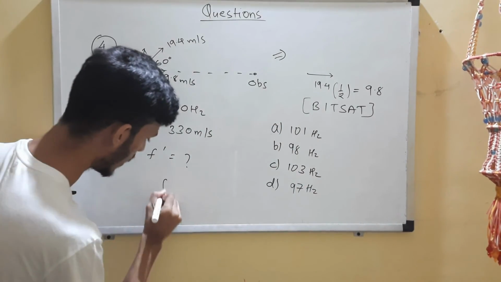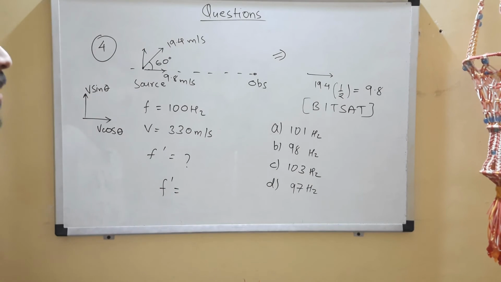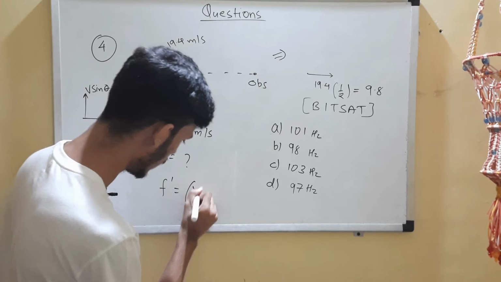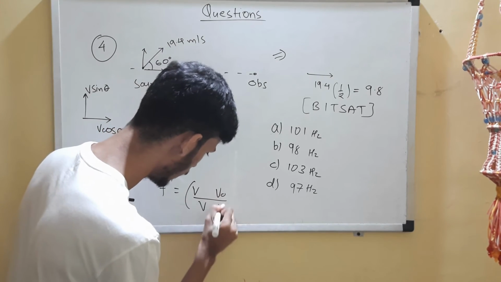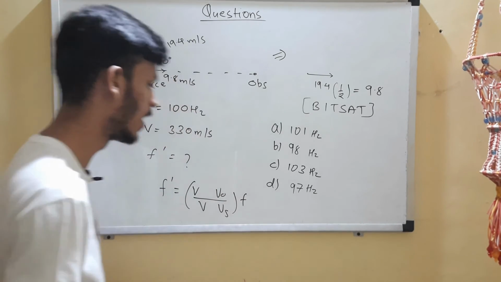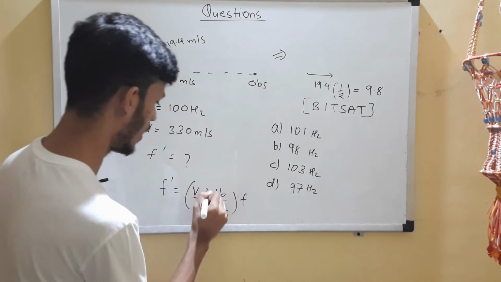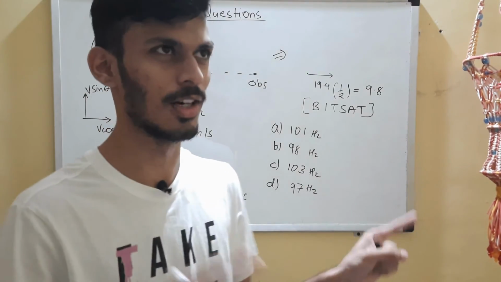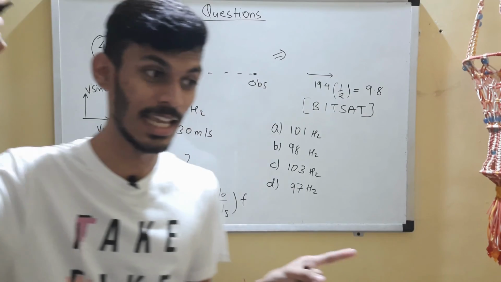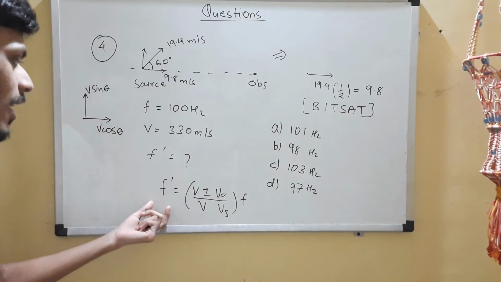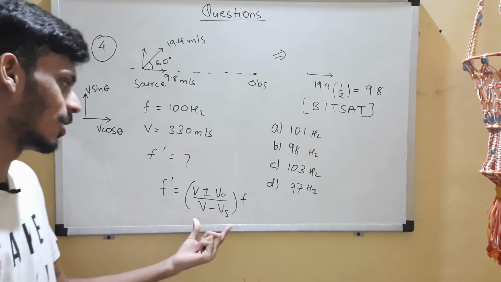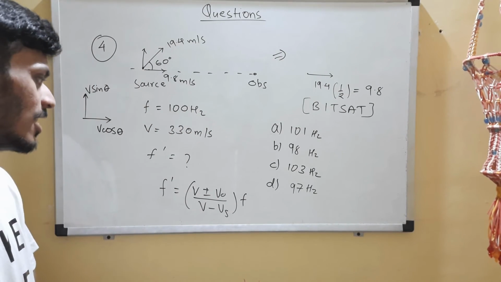And how do you write that? How do you find the apparent frequency? It is given by this formula. F dash is (v plus or minus v_o) divided by (v minus v_s), into f. The observer is again at rest, so plus or minus 0, whatever it may be, and the source is moving towards the observer. Towards means it will try to increase the frequency, by decreasing the denominator, and that will increase the frequency.